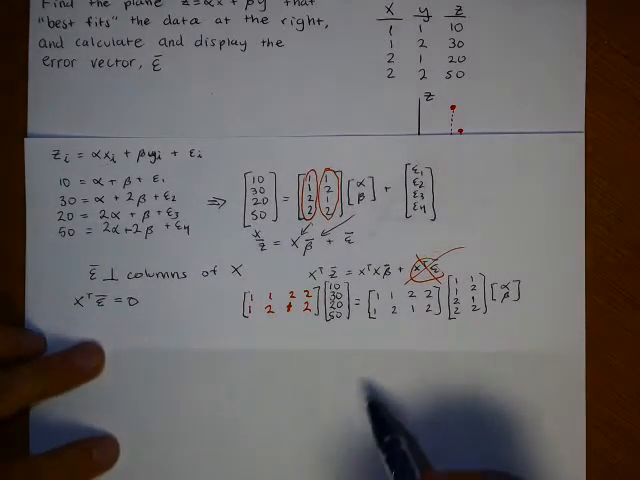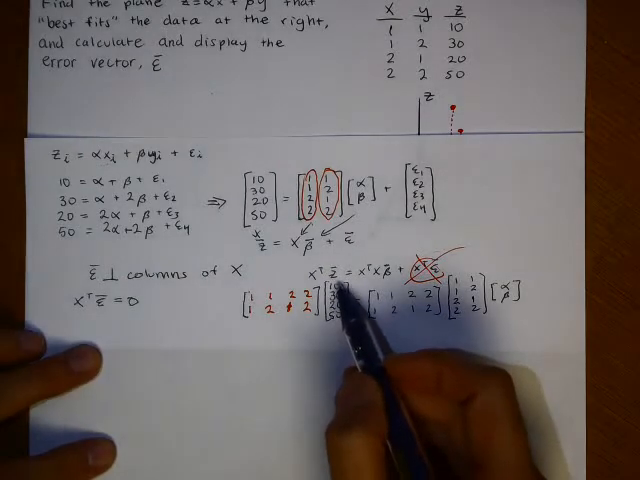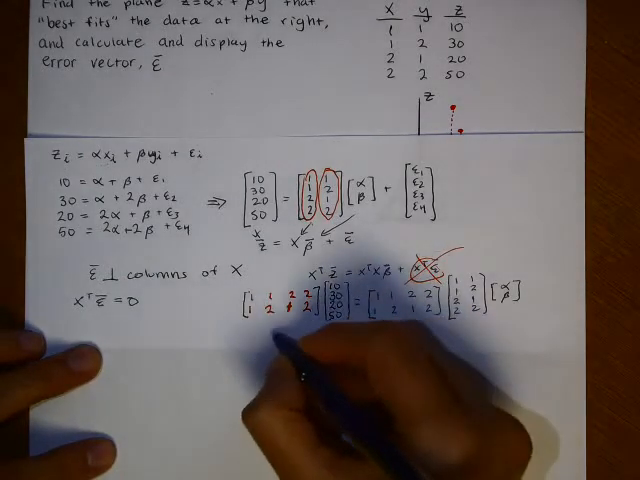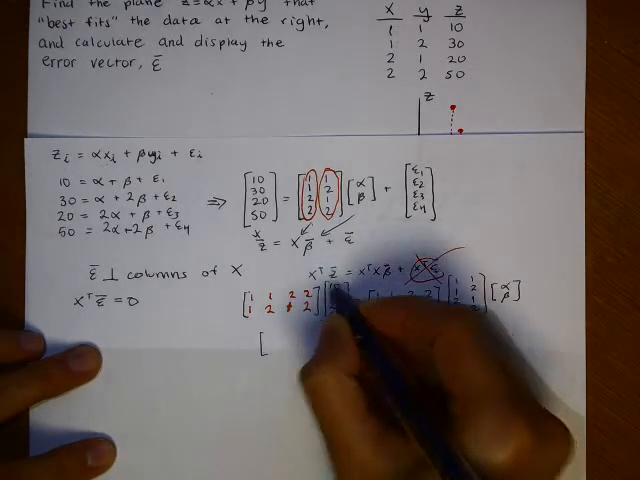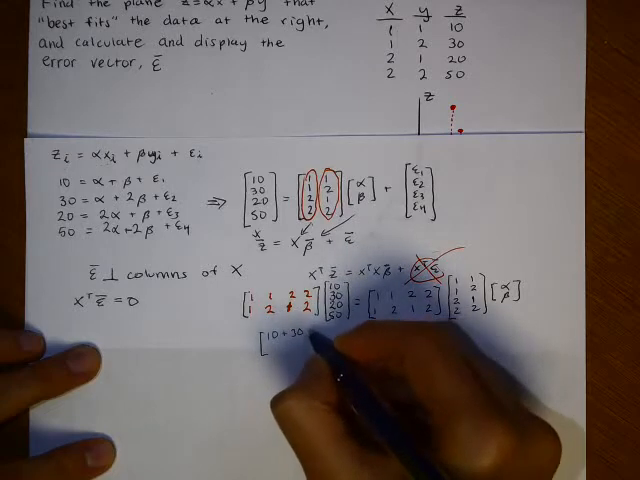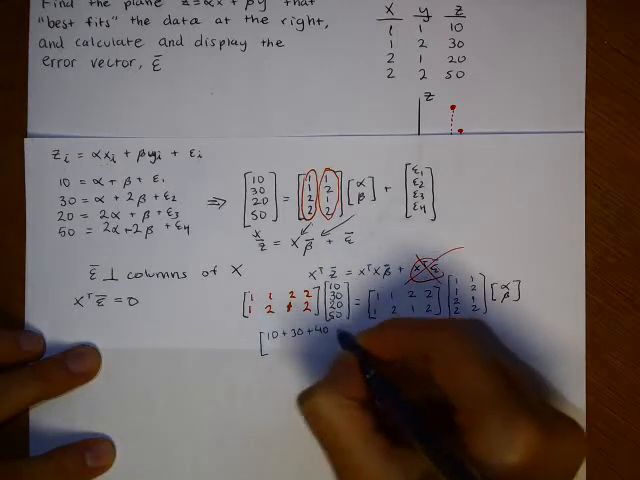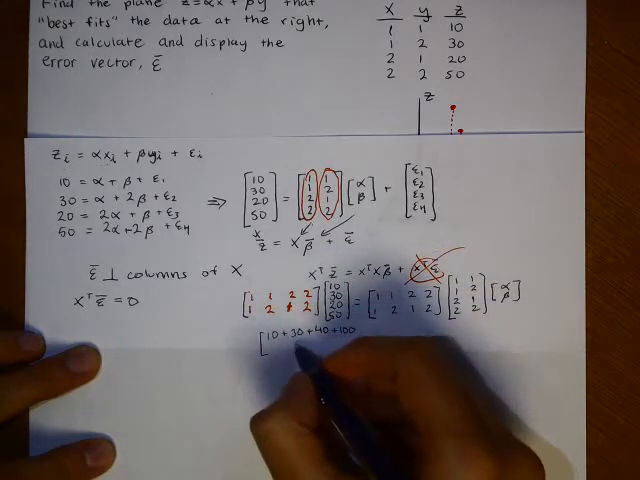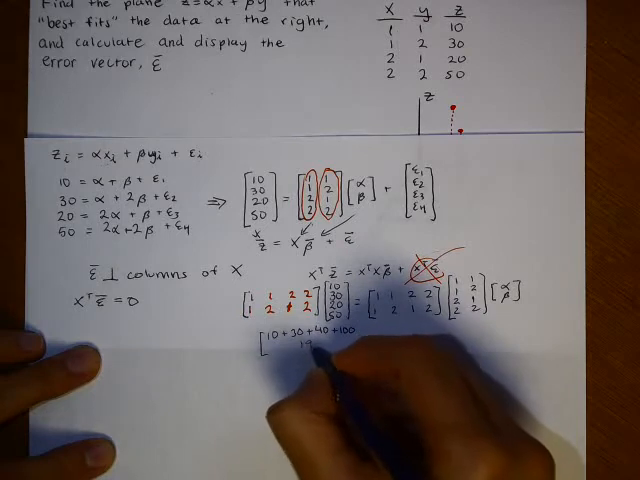So just as a reminder, to do matrix multiplication, you're taking the dot product of the first column with the first row. So the dot product would be 10 times 1 plus 30 times 1 plus 20 times 2 plus 50 times 2. Then you do the same for the second row, and that's going to give you 190.